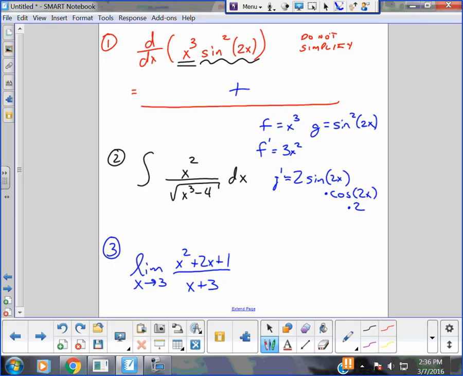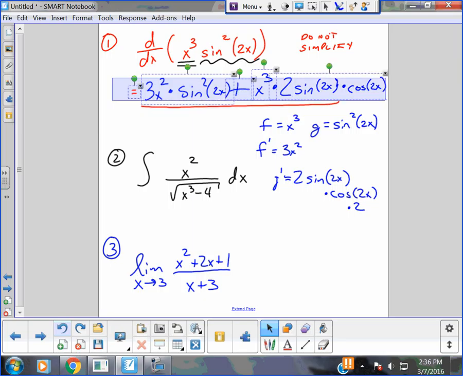So everybody, I start by doing the first derivative, which is 3x squared times sine squared 2x, plus, then I leave x cubed alone, and then I do the derivative of this, which is going to be, first of all, a power rule, bring down the 2, times, now it's a chain rule, derivative of sine is cosine, and then the derivative of 2x is 2. So I got to put times 2 at the end of this.